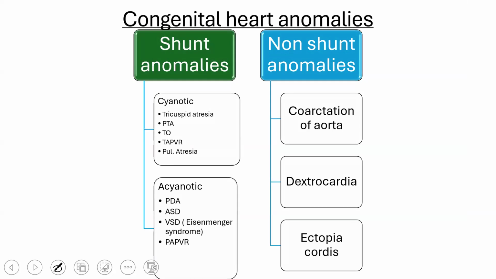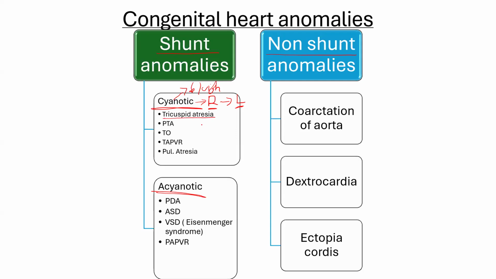Congenital heart anomalies are either divided into shunt or non-shunt. I'm finishing; I think this is the second last slide. Now, the shunt anomalies are either cyanotic or acyanotic. Cyanotic are those shunts also known as the right-to-left shunt. On the right side, you have the deoxygenated blood going into the oxygenated stream. So those are the cyanotic. There will be bluish discoloration of the skin and mucosa.